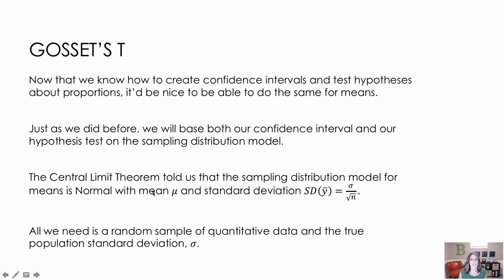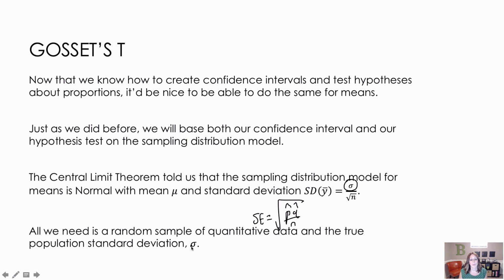Now, 2 weeks ago, we talked about the central limit theorem and how, when we met certain requirements, we were able to use a normal model with a mean of mu, the population mean, and a standard deviation of the population standard deviation divided by the square root of n. Last week, when we talked about proportions, we didn't have the population proportion, or p, so we had to replace it with p hat.